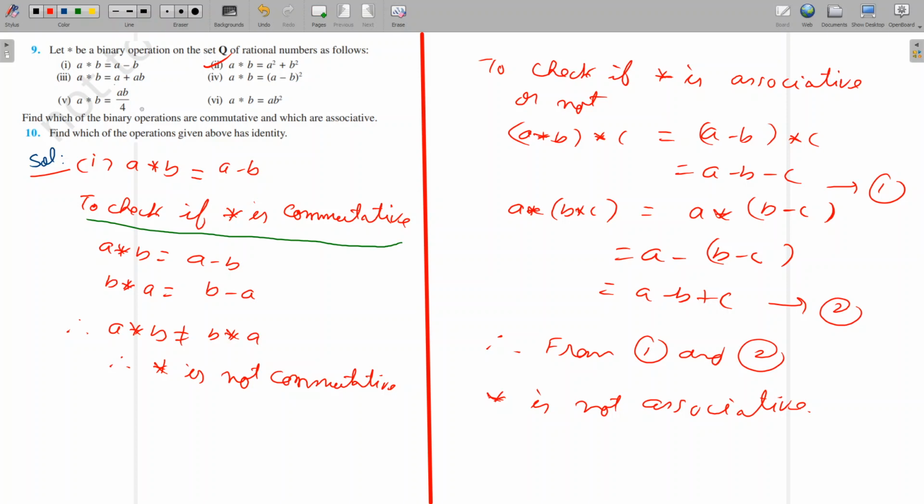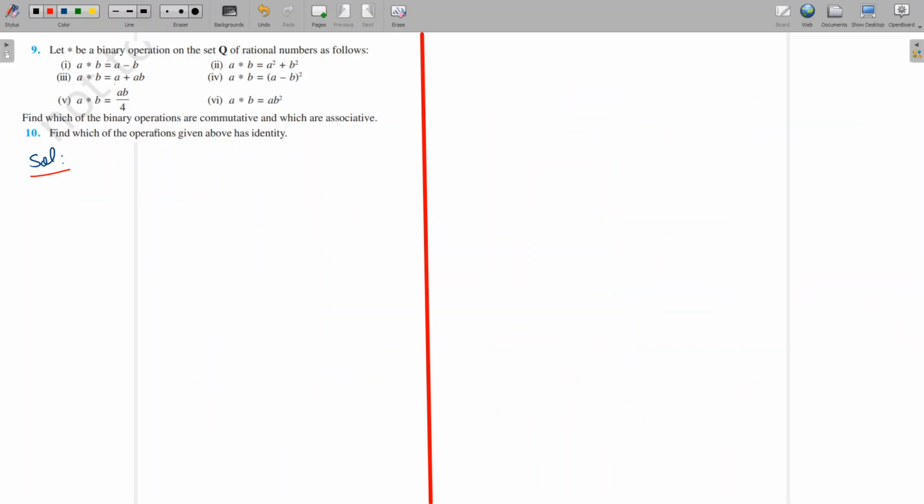So that means star will be associative as well as commutative in this case. So you will complete question number 9. Question number 10: find which of the operations given above has the identity. Let's do the first part.